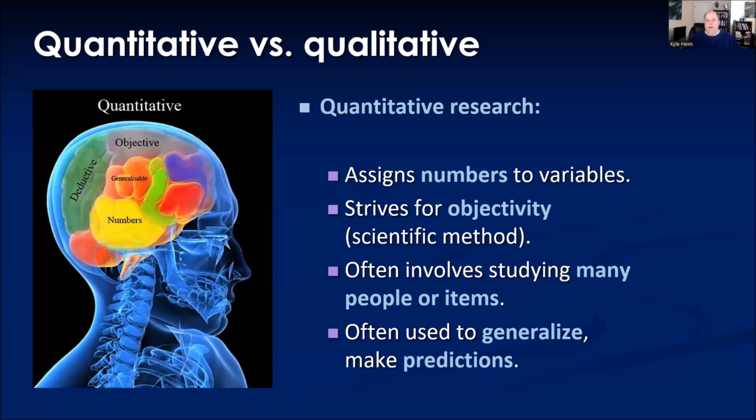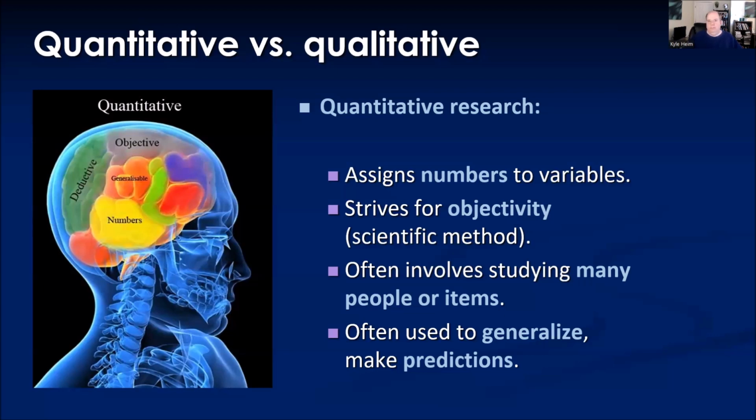Quantitative research often involves studying a large sample, meaning a large number of people or items. For instance, when you do a survey, you might have 500 people respond to your survey. That's not at all uncommon. So quantitative research is often about breadth, reaching as many people as possible, large sample sizes. And quantitative research is often used to generalize and to make predictions.